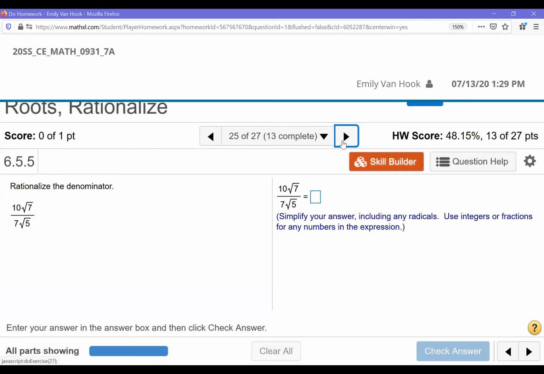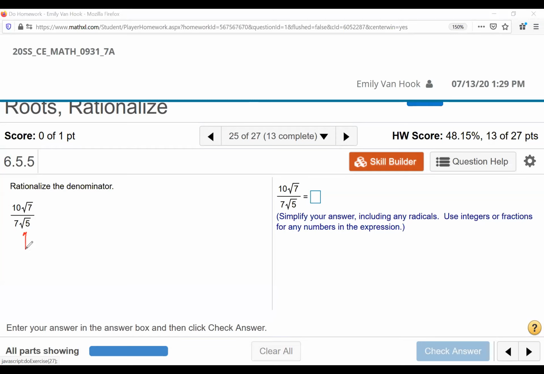25 is a little bit harder now. So let's take a look at 25. This is 10 square root of 7 over 7 square root of 5. So the radical in the denominator is the square root of 5. So that's what I'm going to multiply by: square root of 5 over square root of 5.